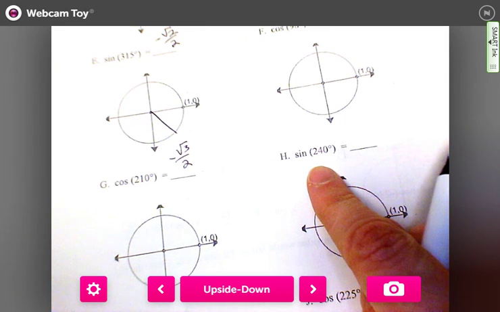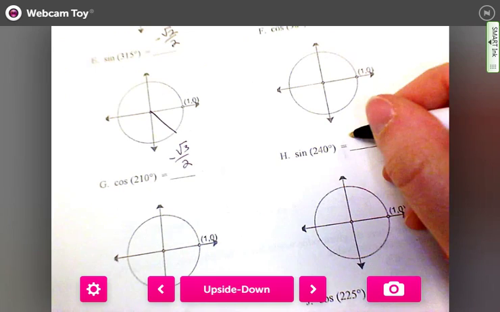Yep. Should be negative. Negative square root 3 over 2 because it's the y value.